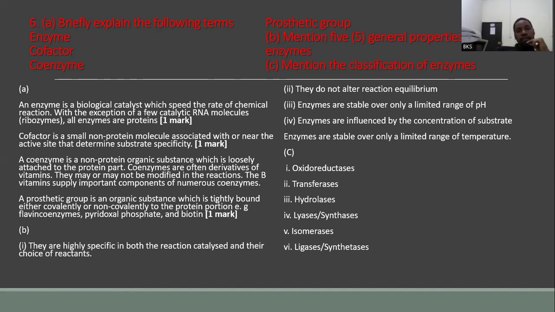Then B says: mention five general properties of enzymes. We talk about properties of enzymes: specificity, pH stability, temperature stability, and concentration, how concentration affects them. Then the classification of enzymes: oxidoreductases, transferases, hydrolases, lyases, isomerases, ligases, just to mention the classifications. We said there are six.